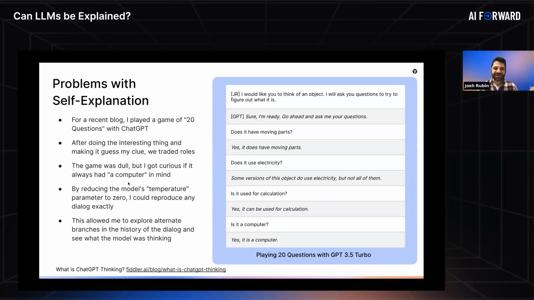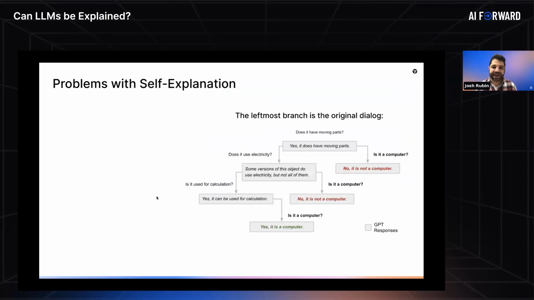I'm probably the only person whose favorite part of the OpenAI Dev Day keynote this week was when Sam Altman announced that you'll be able to give a random seed to the model and reproduce any generation that you want, because this was a real headache. So by reducing the temperature to 0, I can reproduce any dialogue exactly. And I can branch the dialogue in different ways.